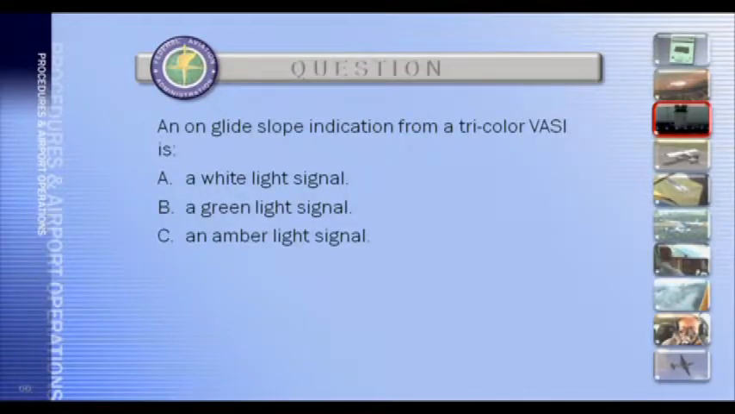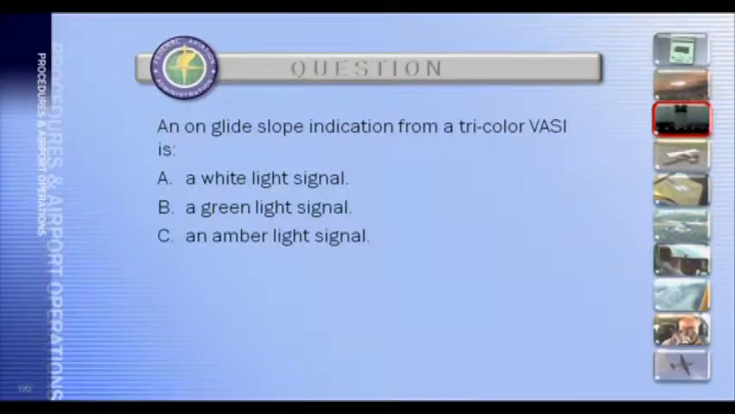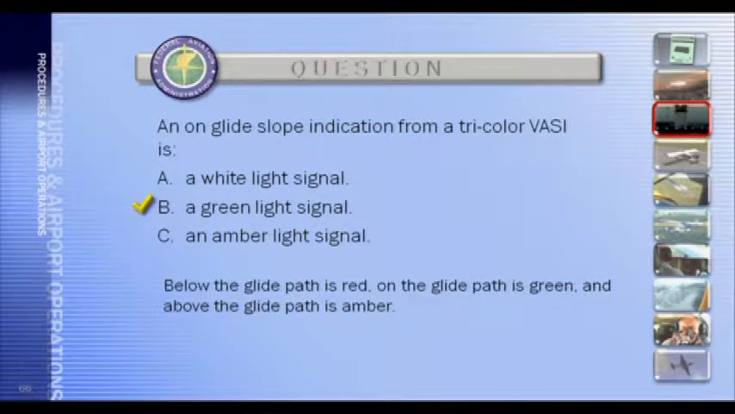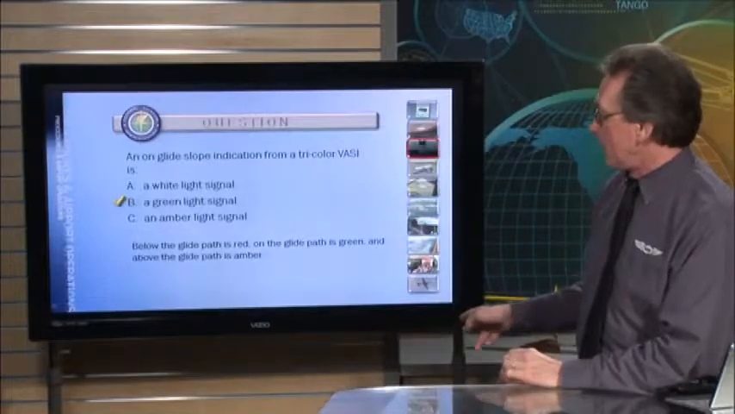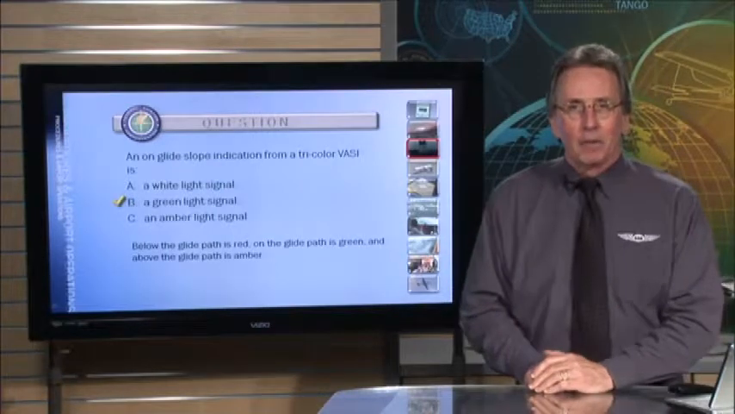All right, let's take the second question here. An on-glide slope indication from a tricolor VASI is A, B, or C. Only one is correct. An on-glide slope indication from a tricolor VASI is B, a green light signal. Below the glide path is red, on the glide path is green, and above the glide path is amber.